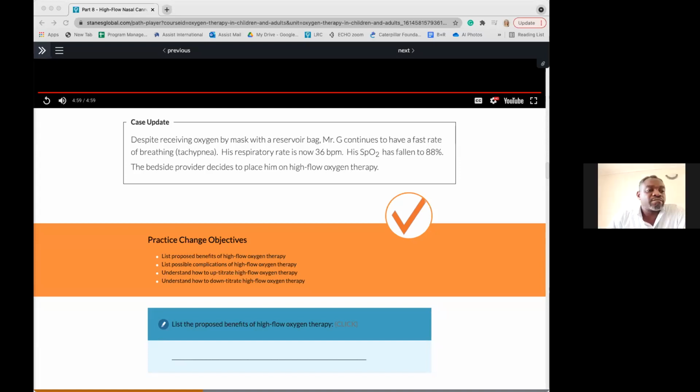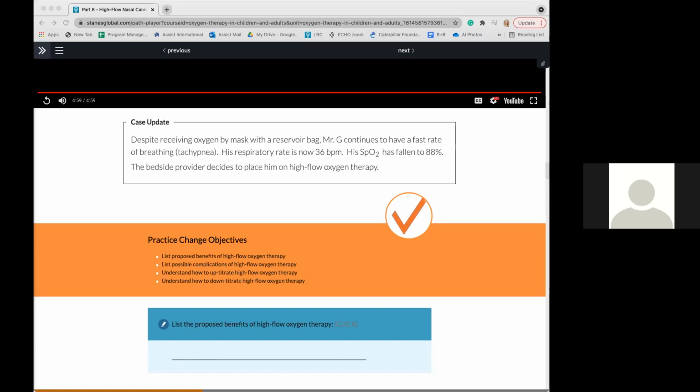His oxygen saturation is falling. It's currently at 88%. And the bedside provider decides to place him on high flow oxygen therapy, meaning that this is a patient now who requires more flow than they would actually take when they are at rest, which is 20 to 30 liters per minute.